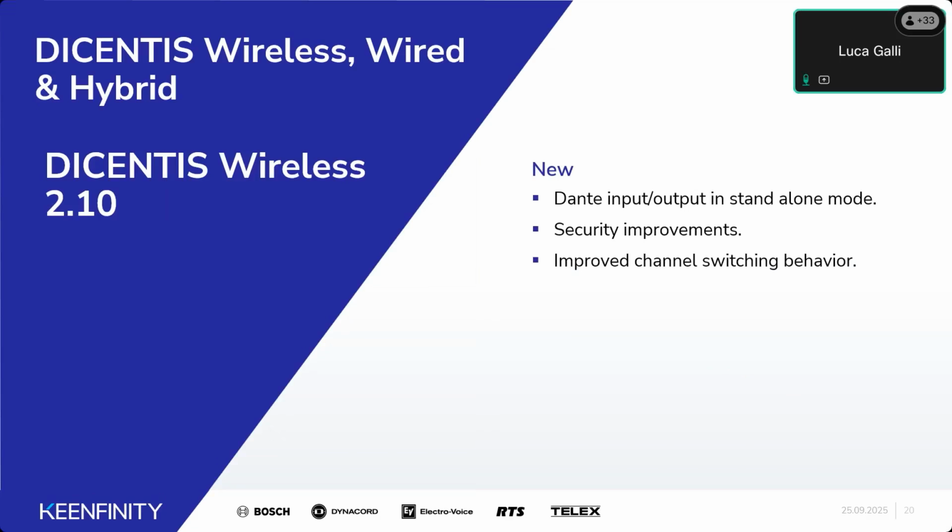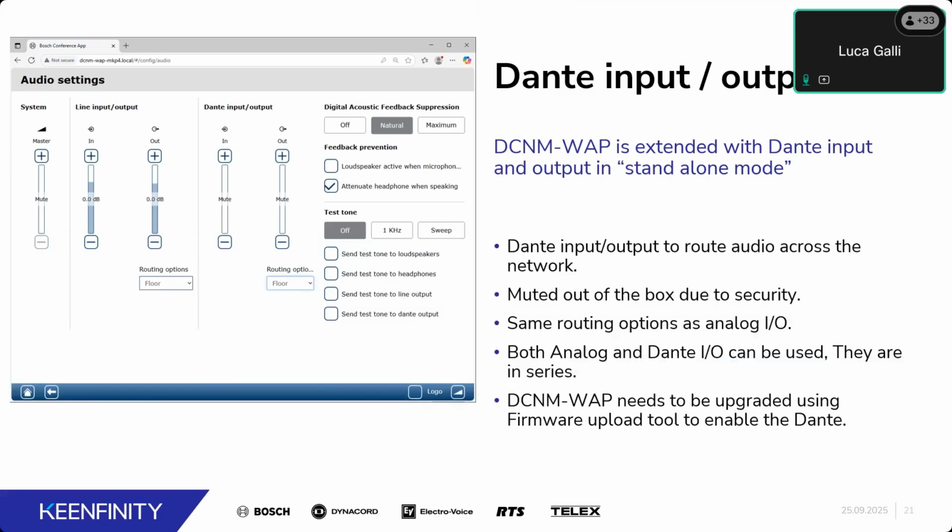Okay, so good to get you here because now we are going a little more into the technical details. In the next chapter, we are going to check the functionalities and the improvements we've got in the DICENTIS Wireless 2.10 version. So the first implementation is the extension with Dante input and output. So this is available in the standalone mode.